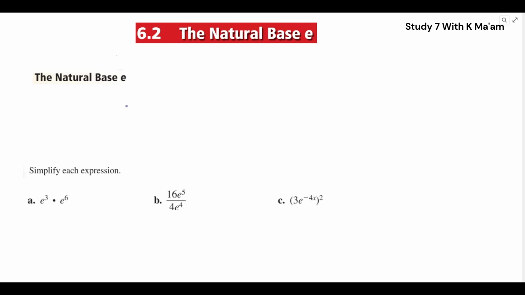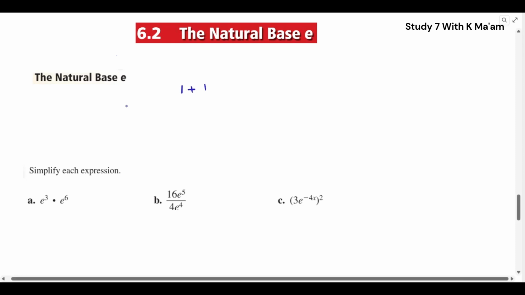Hello everyone, today we will do 6.2, the natural base e. We will talk about e. e is an irrational number and how it forms. What is the meaning of e, what is the value of e, and how does it form?